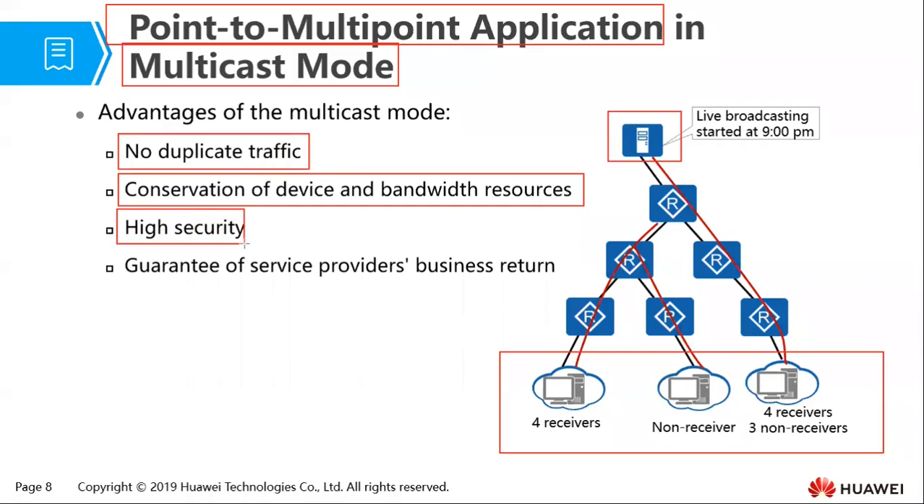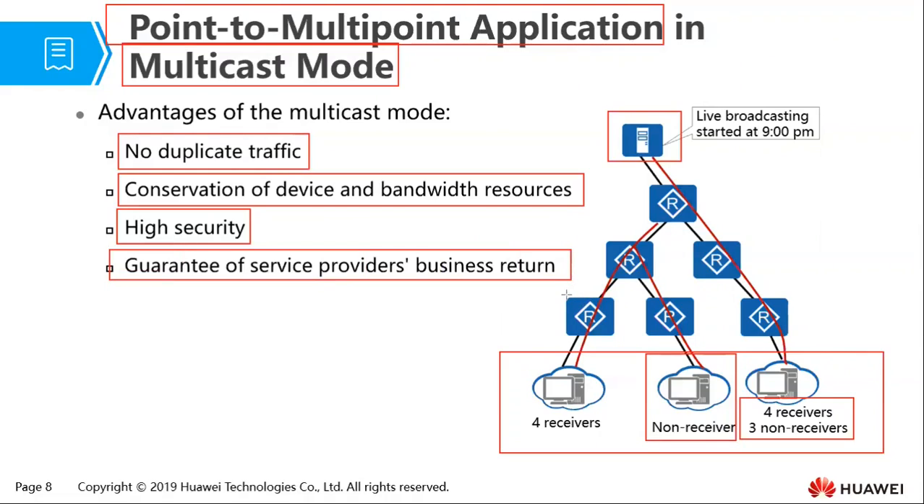It also ensures high security, as we are going to see in the implementation. In multicast mode, non-receivers are not going to receive this particular packet. For example, here we have 4 receivers and 3 non-receivers. We are going to understand how it's really implemented. Because non-receivers will not be able to receive the packet, it can ensure that only subscribers and people who have paid for the service can access that service, thereby guaranteeing the service provider's business return.